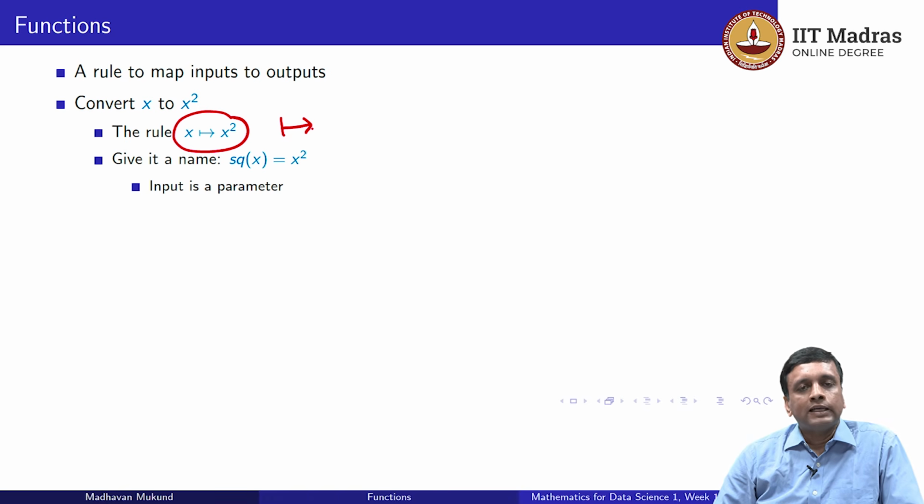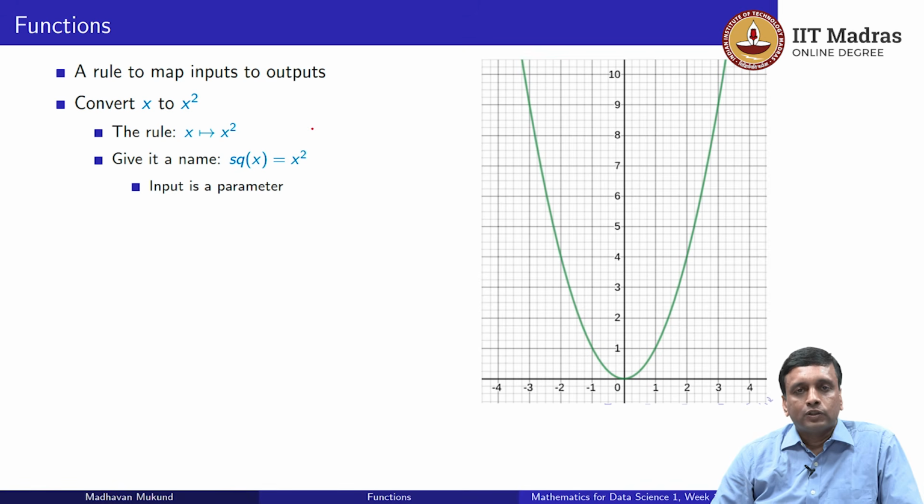But more conventionally, we also give a name to the function. So in this case, we can call it square of x. So square of x takes a parameter x as input and it produces as output some value which transforms this parameter, in this case x square. So we can plot x versus x square by putting all the points where the second coordinate is the function value of the first coordinate.